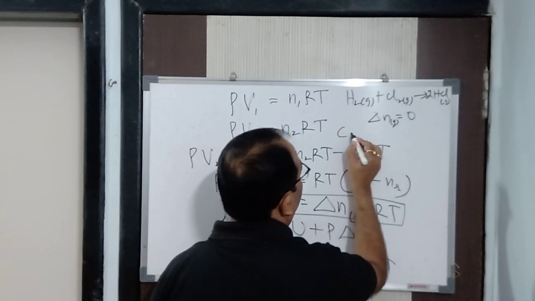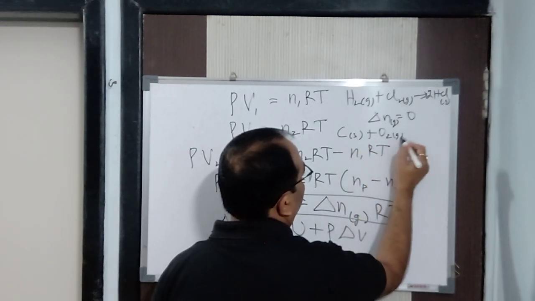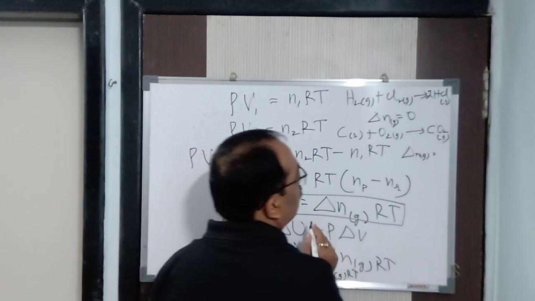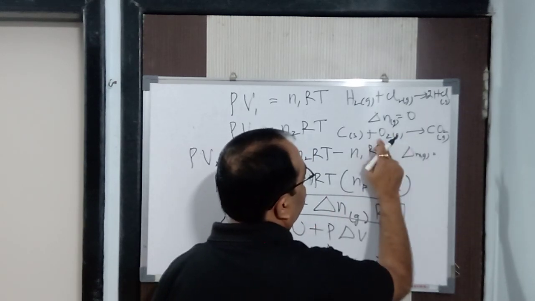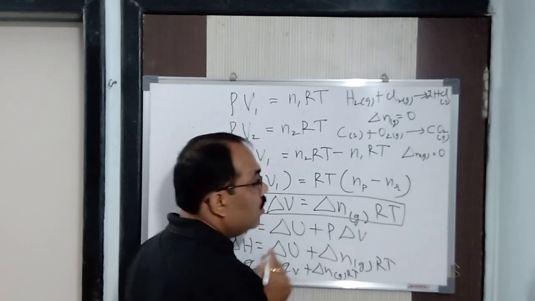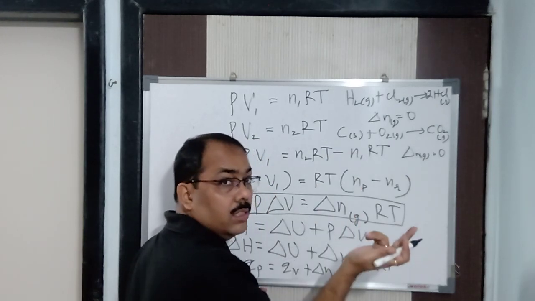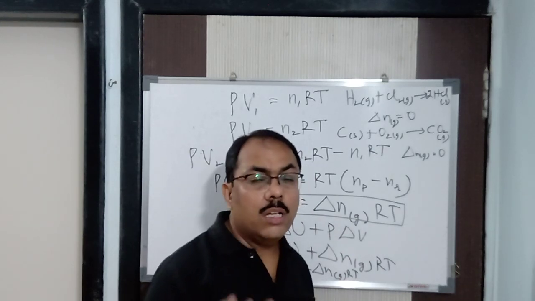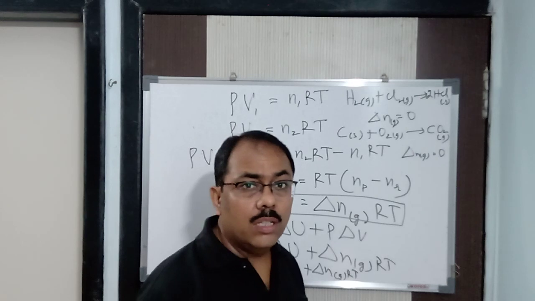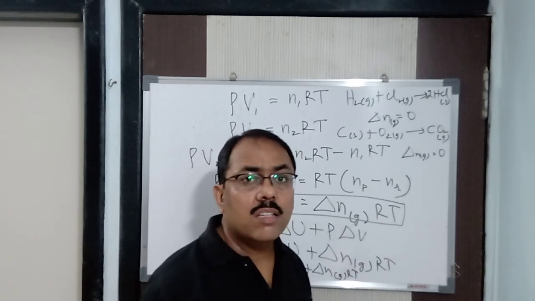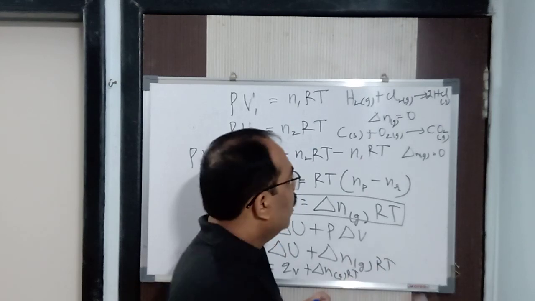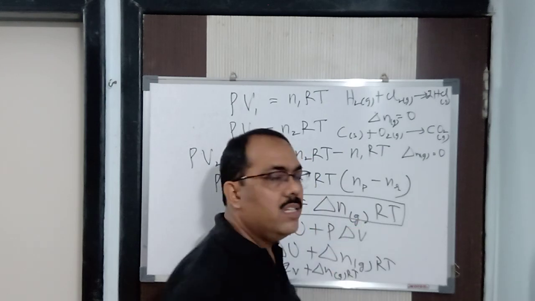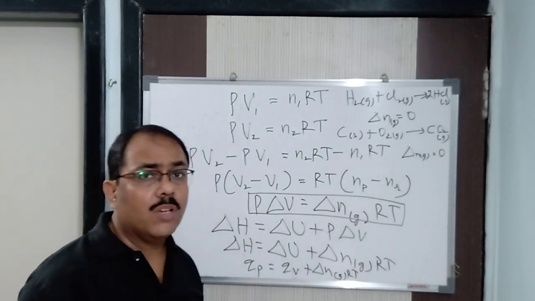Now I am taking another equation: C solid plus O2 gas gives CO2 gas. Let me calculate delta Ng here. Delta Ng will be 1 minus 1, which is also 0. You will say, sir, this carbon is a solid. So what I mean to say is that if in a particular reaction liquids and solids are given in the equation, they have to be neglected. We will not consider the number of moles of liquid and solid. We will consider only the gaseous. For that reason, I have written G, which stands for gas. So I am going to consider the change in number of moles of gas only.